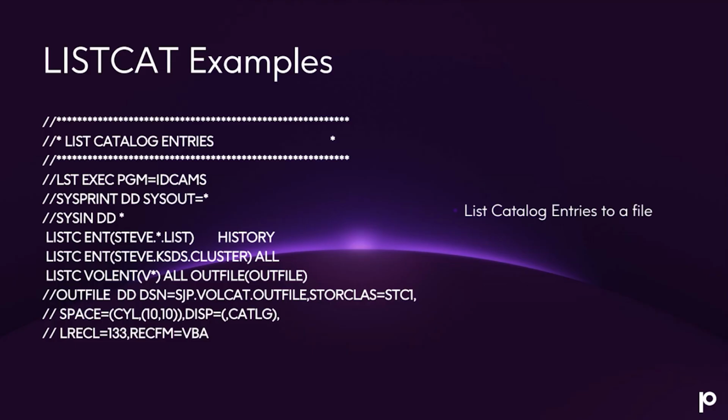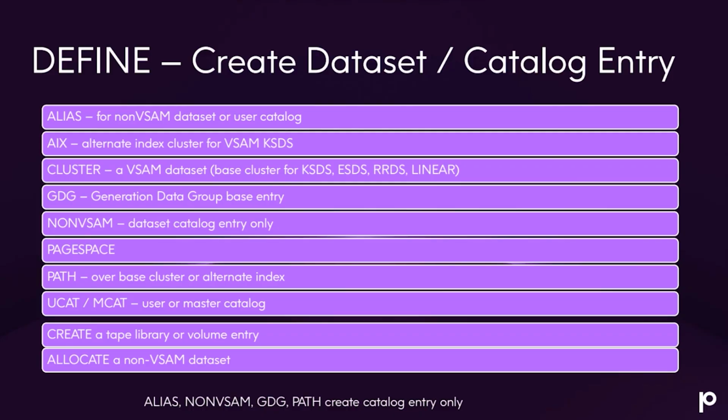So if I want to list all of the volumes in the volcat catalog, I can say listcat volume entries, V asterisk, and put the output to an output file. And then I can go and process that output file because it may be rather large. So listcat is probably the most common tool one might use because you're often getting information. I want information about a particular data set or a number of data sets.